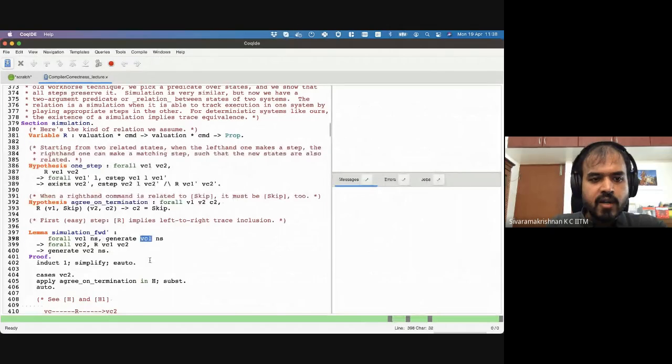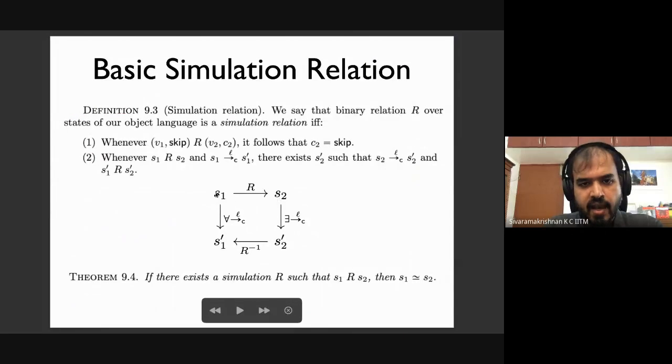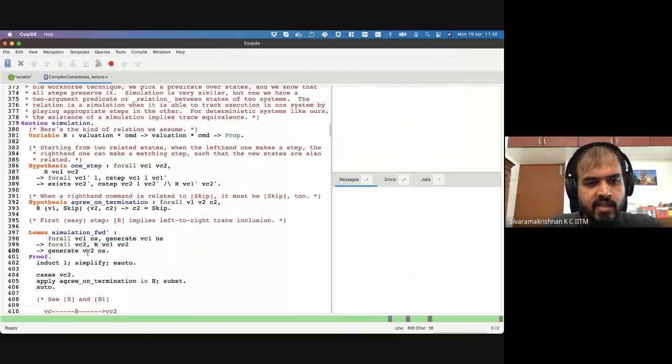let's say VC1, right, is the state on the left, and that state generates a trace NS, right? And for all VC1 and NS. So I'm not making any restriction on NS. And let's say that VC1 is in fact related to VC2. So this is sort of capturing this angle, right? So VC1 is related to VC2. Then VC2 also generates the same trace, right? This is what we want.